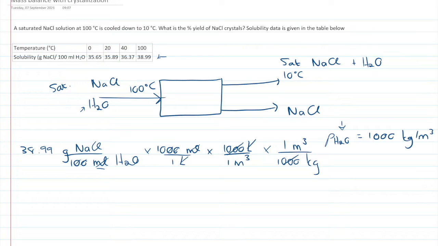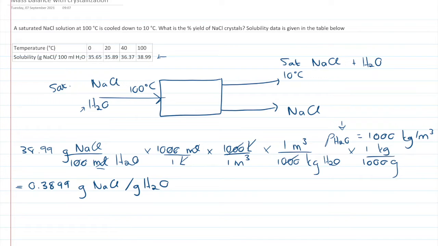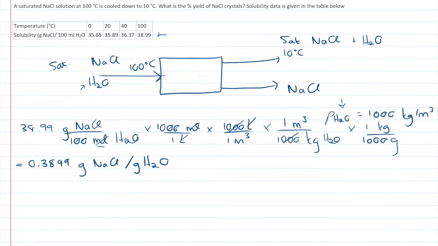So now we have grams sodium chloride per kilogram water. We can also convert the kilograms water to grams, and 1 kilogram is 1,000 grams. If you simplify this, you will get 0.3899 grams sodium chloride per gram water. Now we are one step closer to getting a mass percent.